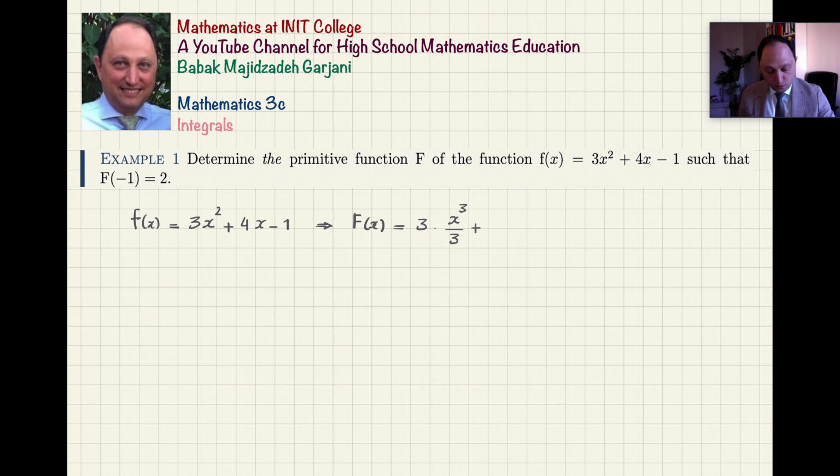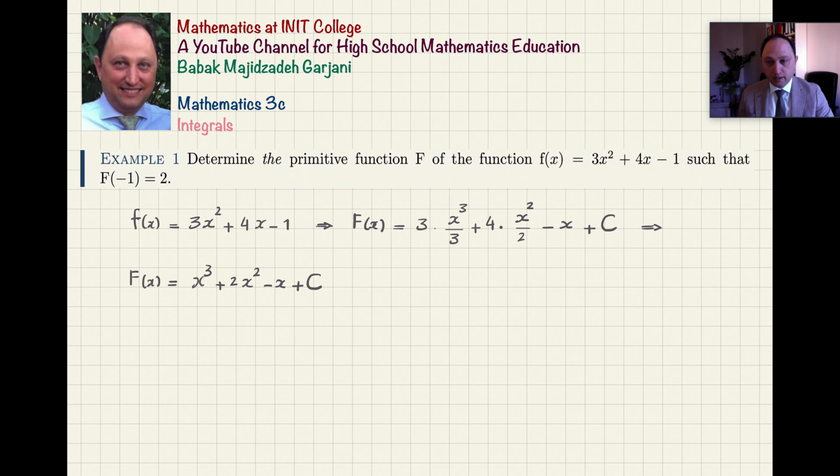The next one I have 4. The power of x is 1, so I use the same rule. It becomes x to the power of 1 plus 1, which is 2, divided by 2. And then a primitive function for 1, if you remember, is x. And then we put the constant c. Let us simplify that. So this means that capital F of x is equal to, this 3 and that are gone, so I'm left with x to the 3. The next one, 2 and 4 are simplified, I am left with the 2 here, x squared, and then I have minus x but plus a constant c.